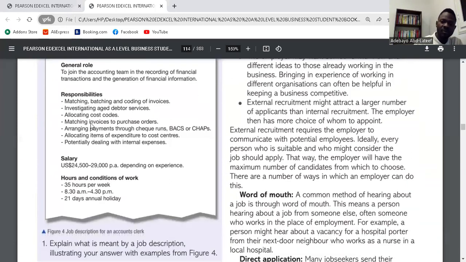External recruitment requires the employer to communicate with potential employees. Ideally, every person who is suitable and who might consider the job should apply. That way, the employer will have the maximum number of candidates from which to choose. There are a number of ways in which an employer can do this. So we are going to go through ways in which external recruitment can occur.